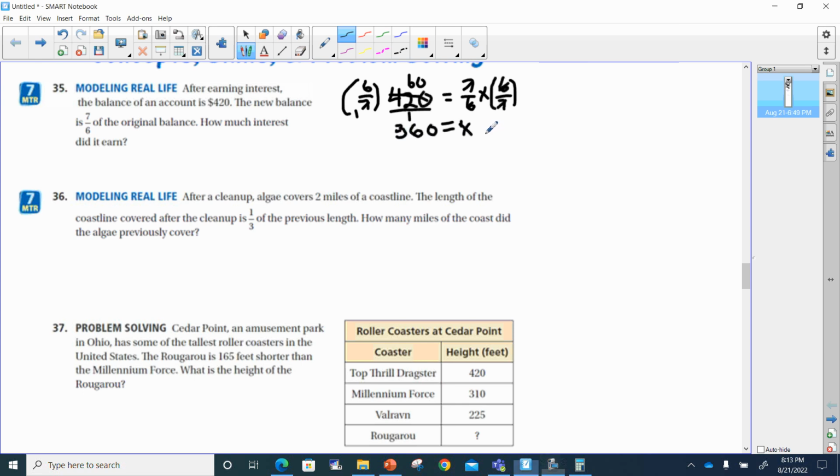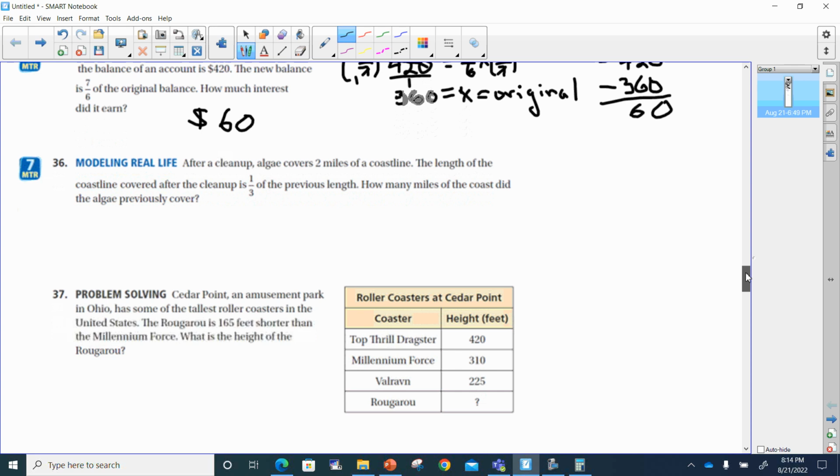If this is the original balance, and they want to know how much interest you earned, I'm going to have to take the new balance, which is 420, and minus the original balance, which is 360, and that will tell me how much interest I made. 0, 6, right? That's it, $60. So $60 is how much I made off of interest.